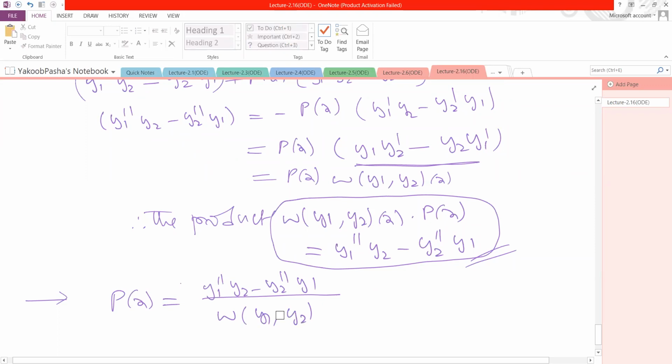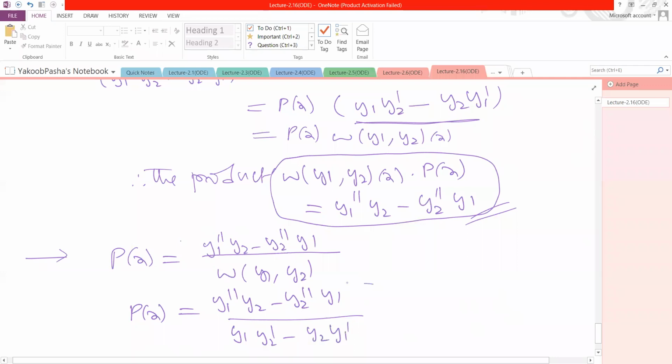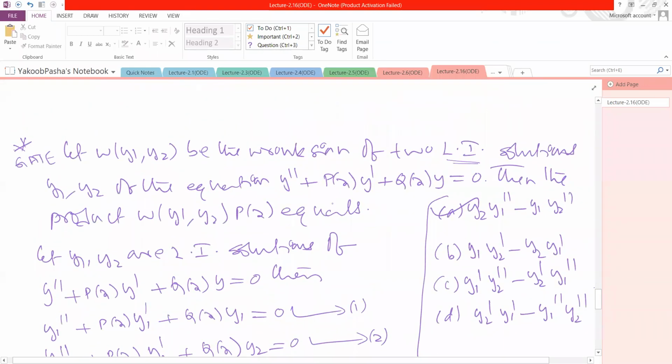Now we can write the formula for Wronskian here, that is P of x is equal to y1 double dash y2 minus y2 double dash y1 divided by Wronskian of y1 y2, which is nothing but y1 y2 dash minus y2 y1 dash. This is also a formula, and to remember this, P of x is the coefficient of y dash, for the equation.